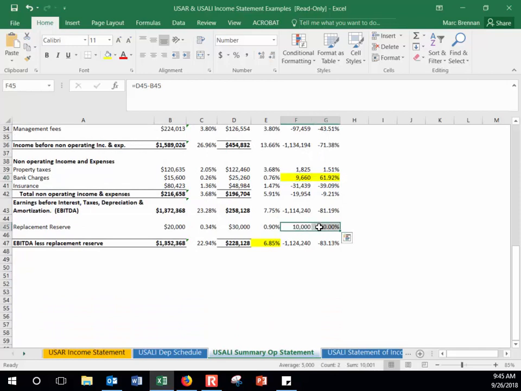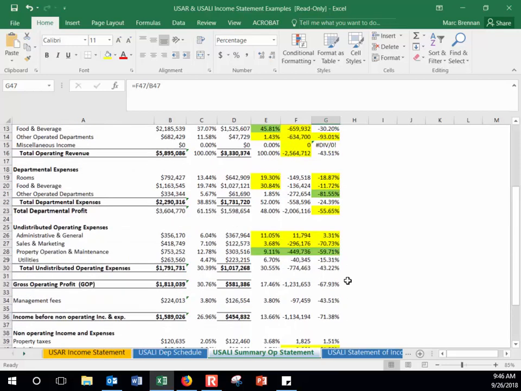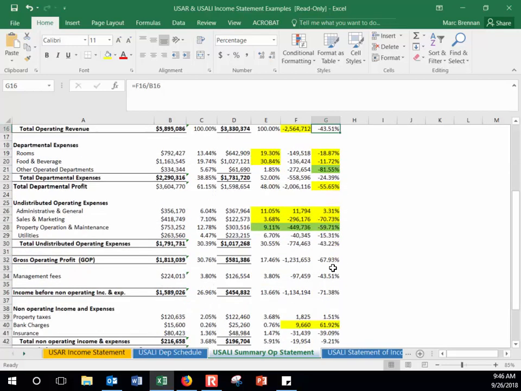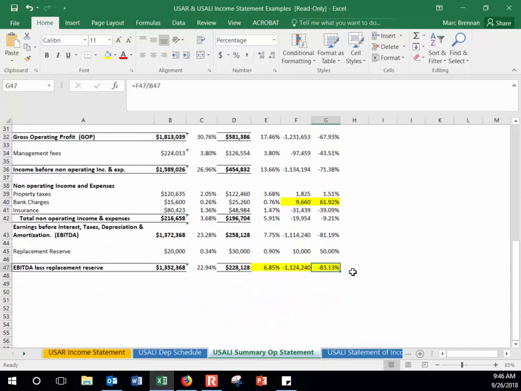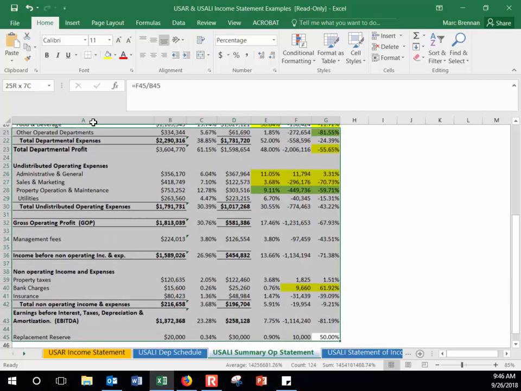Okay, replacement reserve, that's a big increase, but necessary at some points. Okay, and then, well, yeah, we all knew this already. I'm down by 1.1 million. That's definitely negative. 83% decrease in my EBITDA less replacement reserve, my bottom line for my summary operating statement. I went down in revenue by 43.5%, but I went down EBITDA less replacement reserve by 83%. Somewhere in here, there's something bad happening.